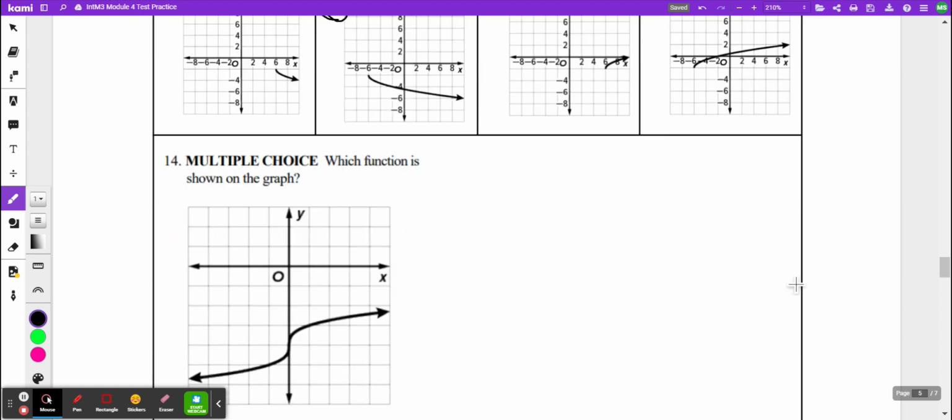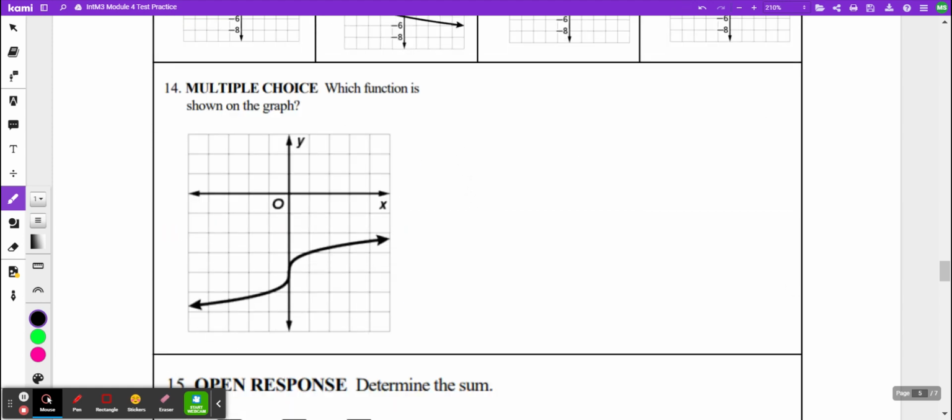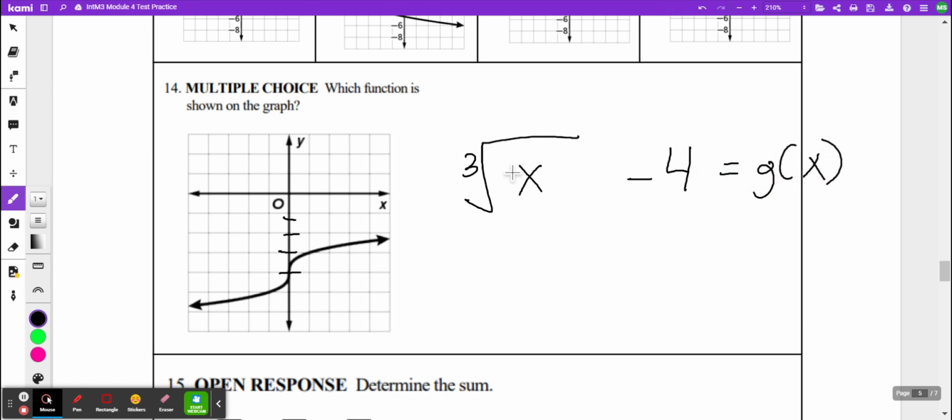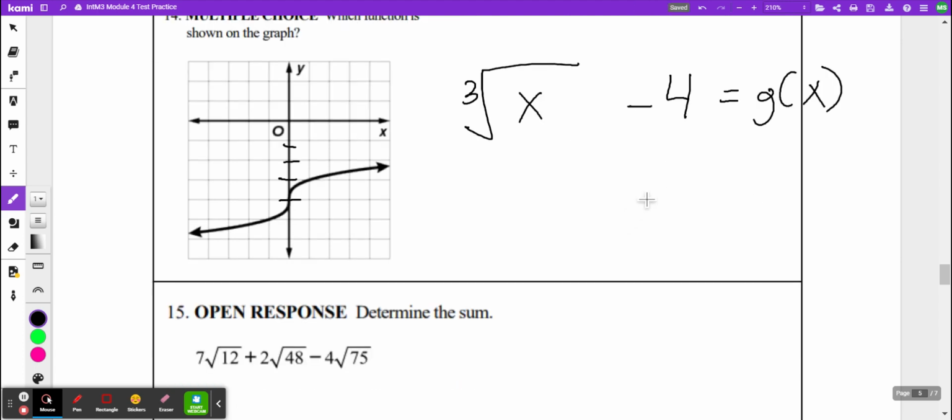Number 14. Well, this is a cube root function. The only thing that happened was it moved down 1, 2, 3, 4. And so if it moves down, it's going to be outside the radical. And so I could say, hey, this is g of x or something. g of x is equal to the cube root of x minus 4. All right, let's go on.